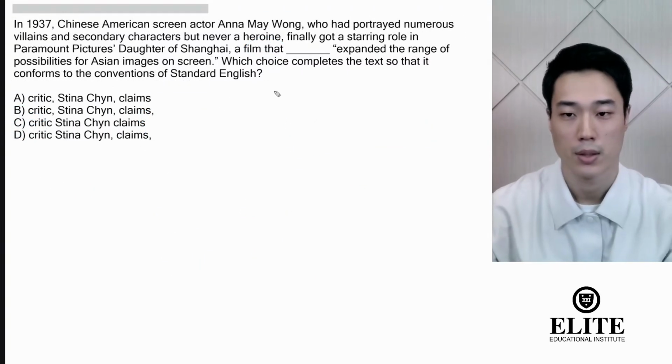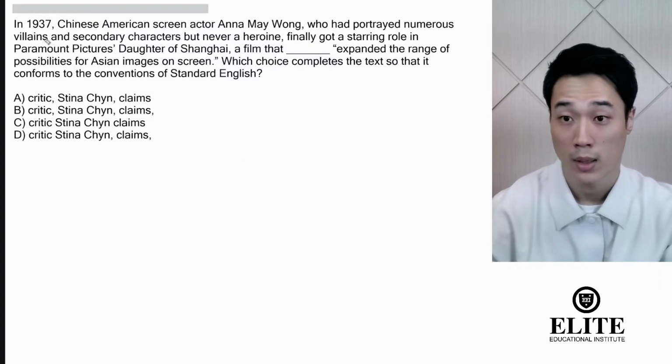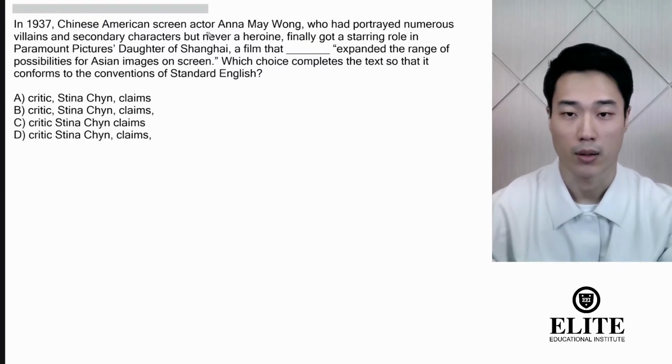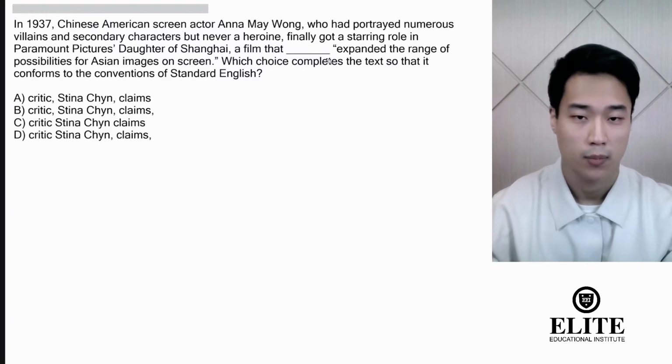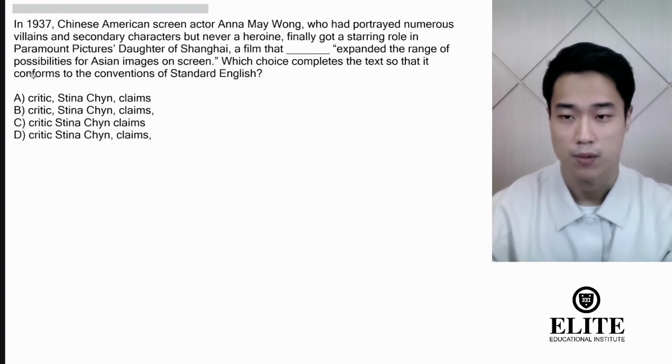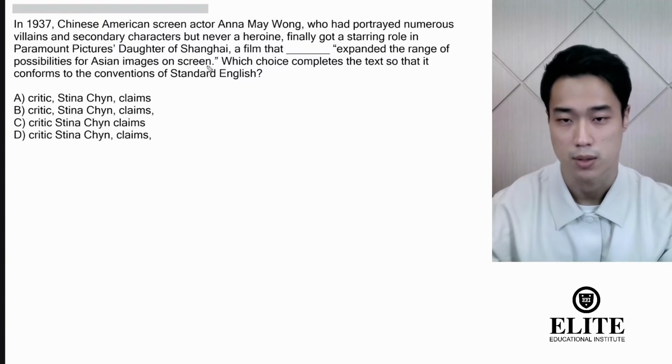So this question, again, more grammar. In 1937, Chinese-American screen actor Anna Mary Wong, who had portrayed numerous villains and secondary characters but never a heroine, finally got a starring role in Paramount Pictures' Daughter of Shanghai, a film that, some blank, expanded the range of possibilities for Asian images on screen.